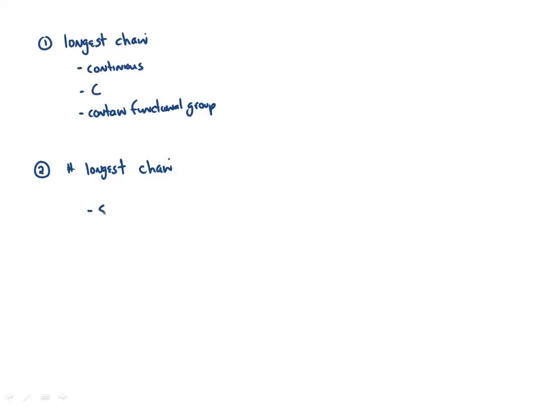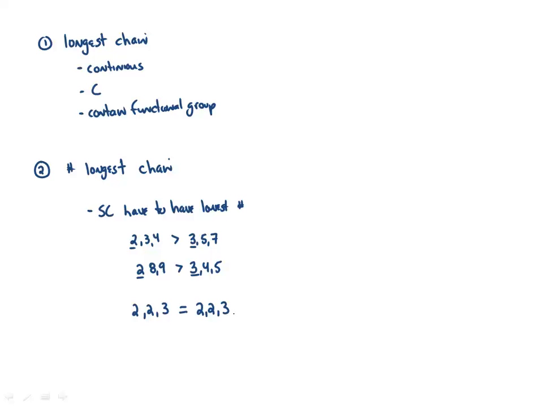Yeah, your side chains have to have the lowest numbers. For instance, 2, 3, 4 is better than 3, 5, 7. Or 2, 8, 9 is actually better than 3, 4, 5, because we really only look at that first place, right? And if I have something like 2, 2, 3, that's equal to something else that has 2, 2, 3. So we have to remember, what's our tiebreaker? Yeah, the tiebreaker is alphabetical.